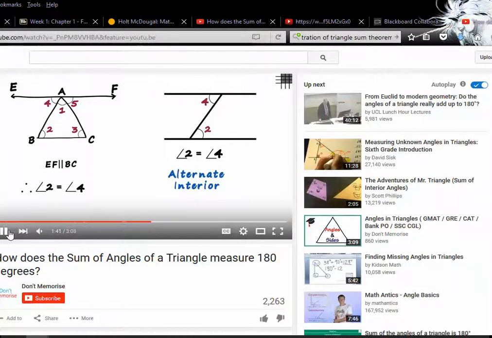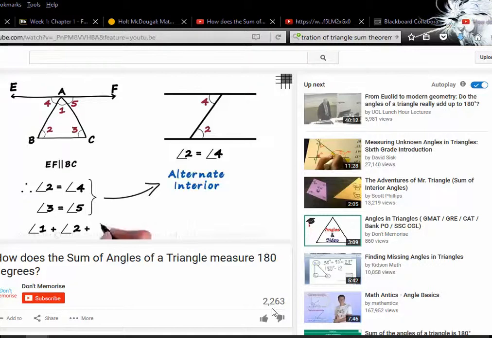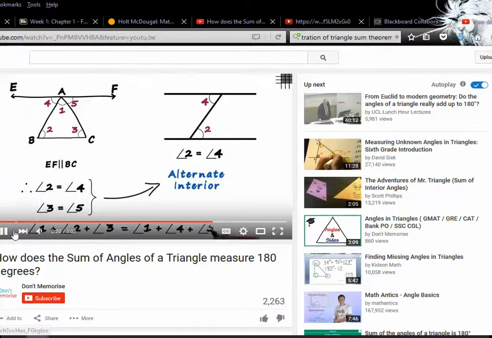If you look at the figure carefully, you will notice that angle 3 and angle 5 are alternate interior angles too. AC is the transversal which intersects these two parallel lines. It means that angle 3 will also be equal to angle 5. Both these pairs are alternate interior angles. What we're interested in is the sum of these three angles: angle 1 plus angle 2 plus angle 3. Since angle 2 is equal to angle 4 and angle 3 is equal to angle 5, we can write this as angle 1 plus angle 4 plus angle 5.